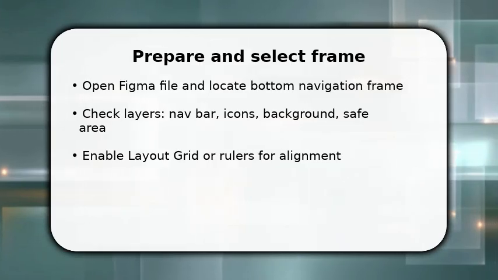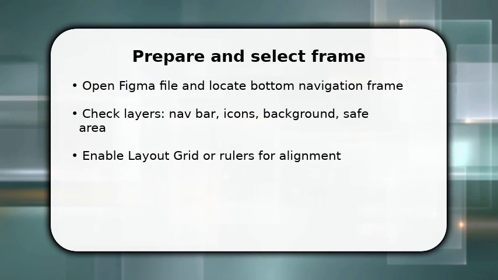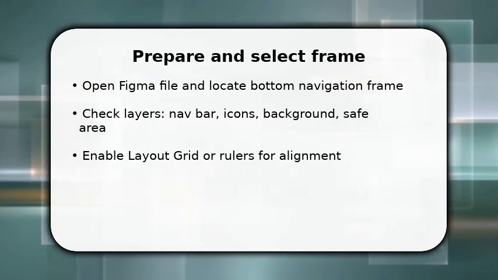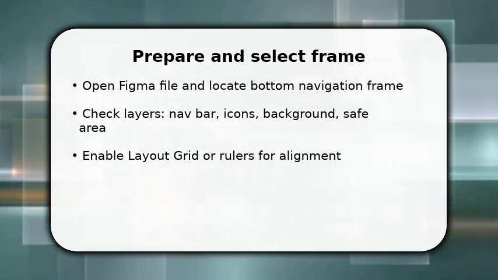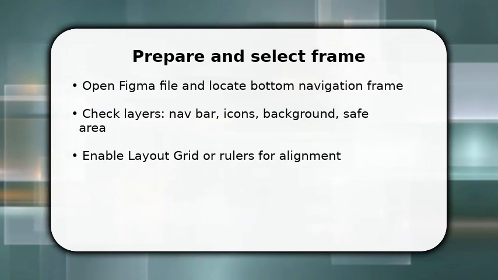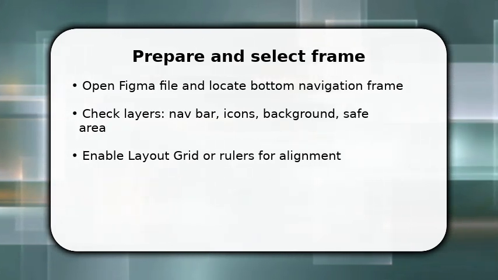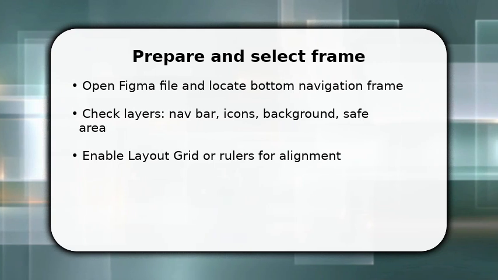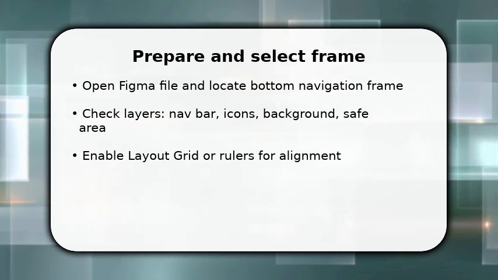You start by selecting the exact bottom navigation frame and confirming pinned elements. This ensures constraints work predictably. Once selected, inspect each layer, icons, background, hit areas, and remove extraneous groups that break auto layout.